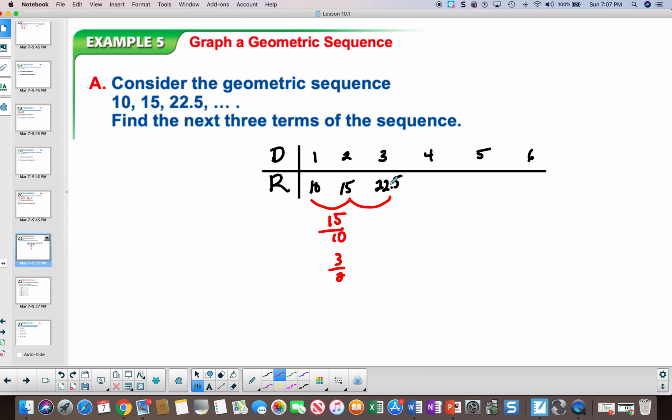So I'm just taking 15 and timesing it by 1.5, and I do get that. So I'm going to times by 3 halves, or 1.5, and I'm going to do that each time. So I'm going to take that and times it by 3 halves. I'm going to get 33.75 times by 3 halves. I'm going to get 50.625 times by 3 halves, and I'm going to get 75.9375. And that's how I find them.